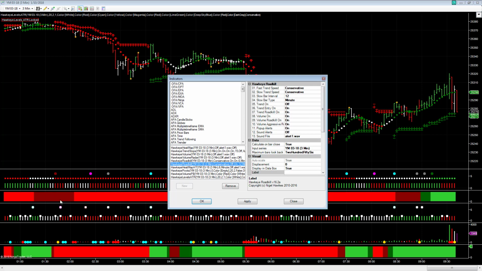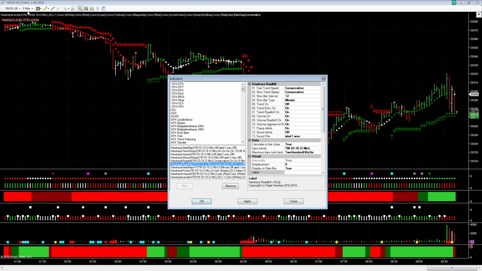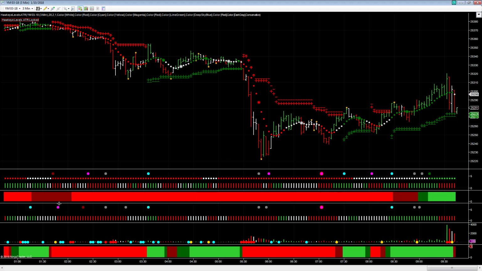So the first one was 2 times 3 or 6. The second one is 2 times 6, which is 12 minutes. And 12 minutes is also a multiple of 3. So 3 times 4 is 12. So you can see all three time frames are harmonic in time.